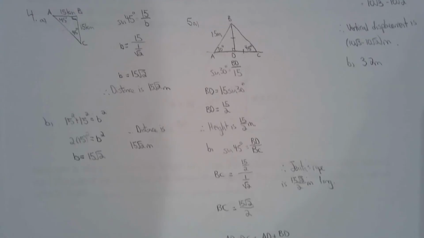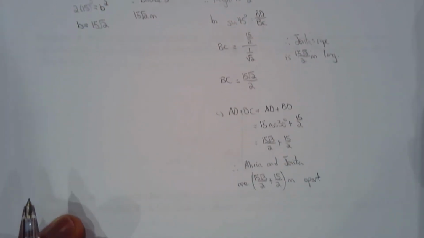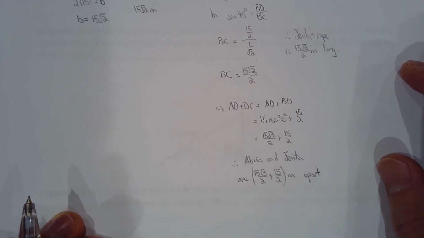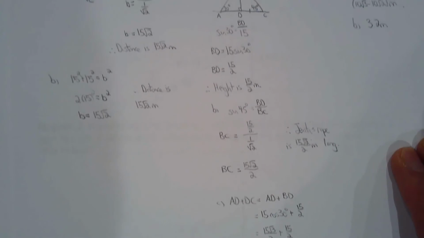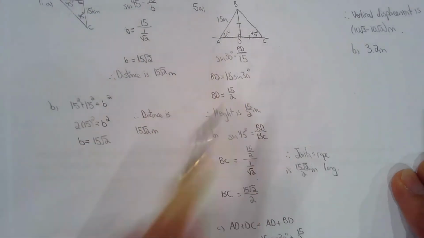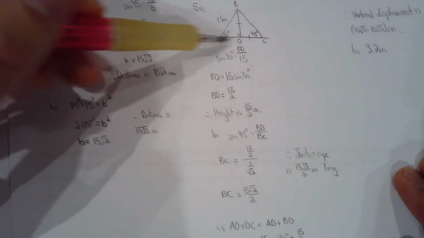And lastly, they're asking how far apart is Janita and Alicia. So that, based on the diagram, is AD plus DC. But if you look closely at the diagram, the length of DC is the same as BD because triangle BDC is a right isosceles triangle. So I don't have to do much math to solve for DC because I already know what BD is from part A. Now AD, I need to do some math.